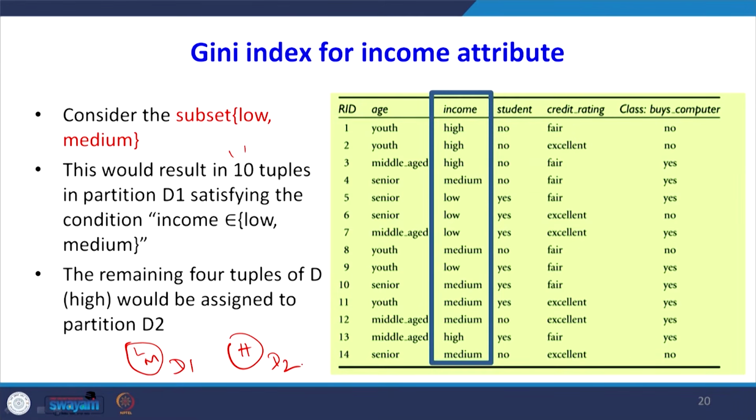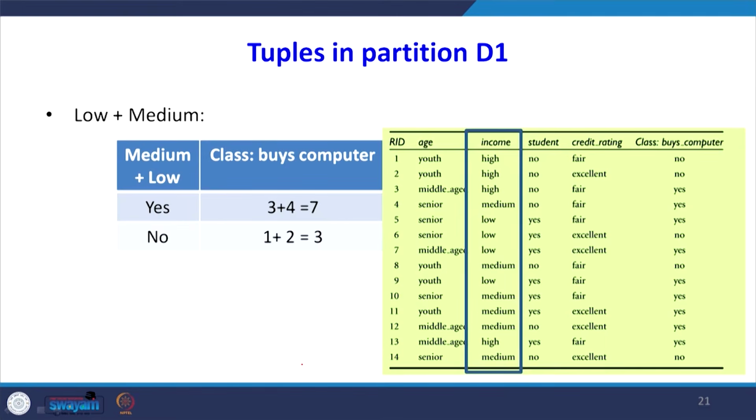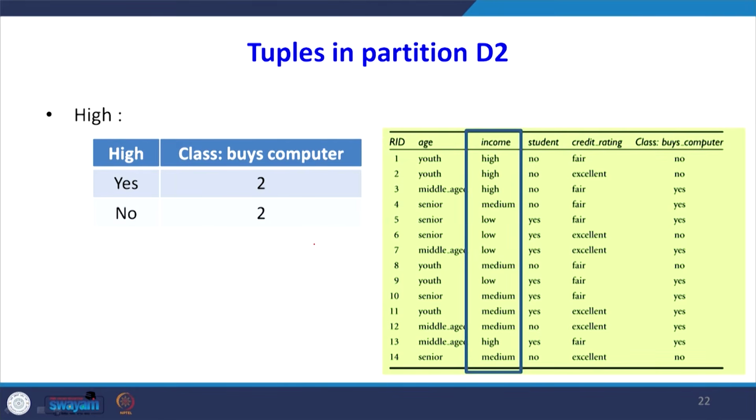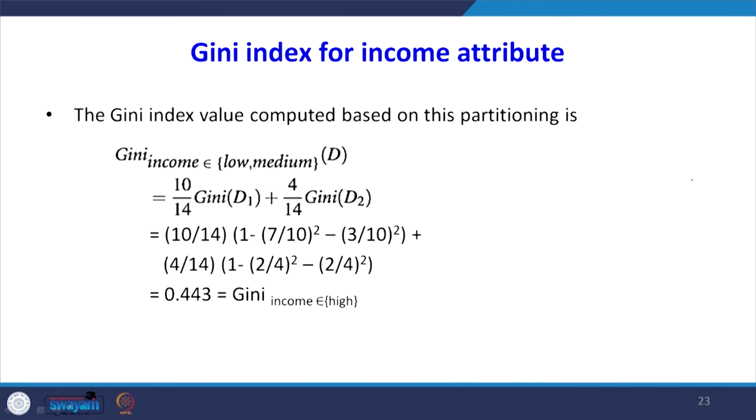So, what has happened? We made 2 subsets, one is low and medium, the remaining one is high. For low and medium, for the class variable buys computer, we are going to see how many yes there are. Looking at low and medium together, there are 7 yes and 3 no. Because that was group D1, this is for group D2. For high, how many yes are there? 2 yes and 2 no.